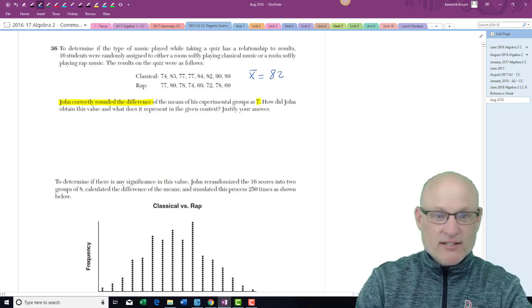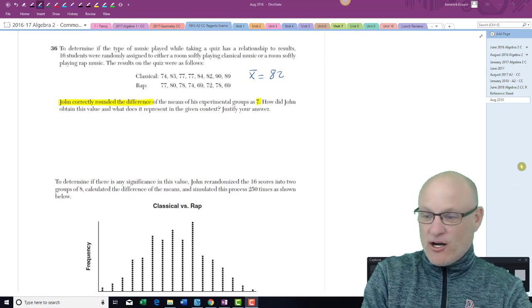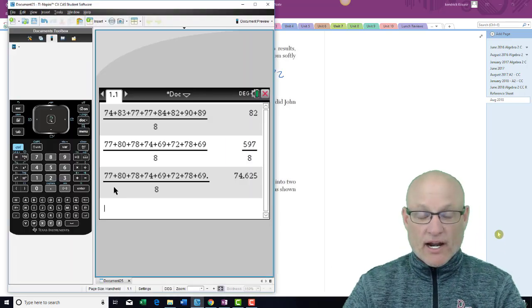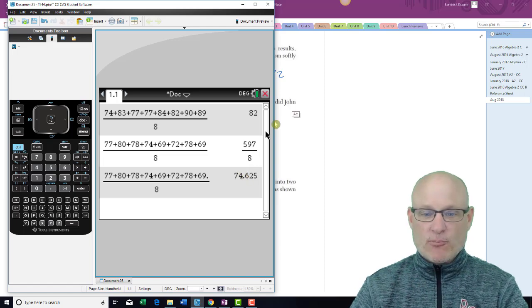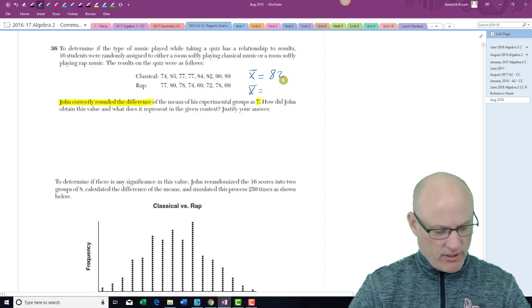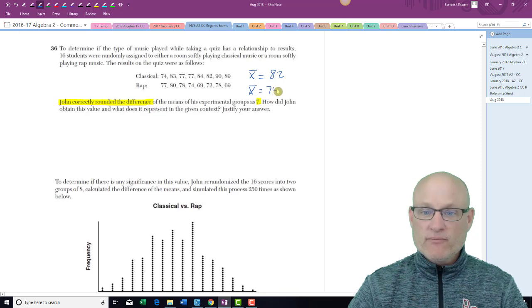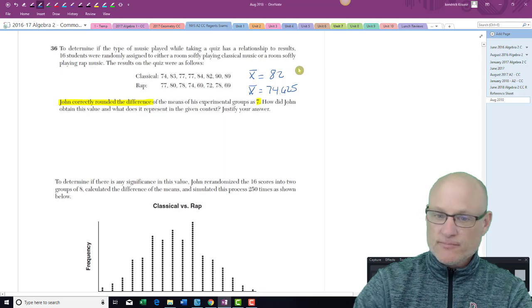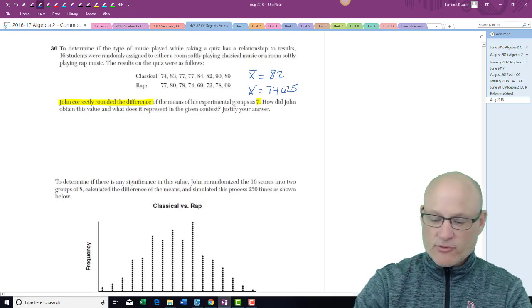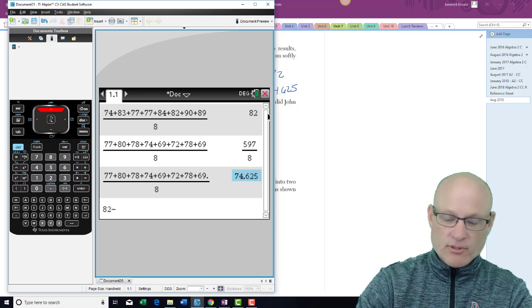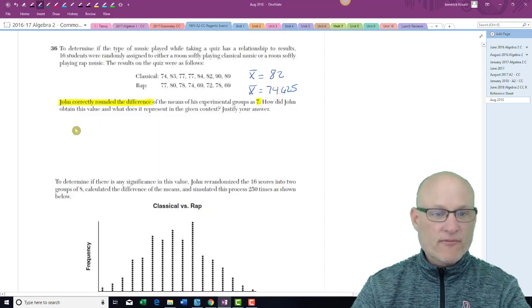Oh, I better check this. I'm going to pause and do it on my calculator so you don't have to wait and watch me. All right, I took the time. I got 82 and 74.625. So I was in fact correct. X bar equals 74.625. Now, if I subtract those, this one minus this one, I get 7.355.